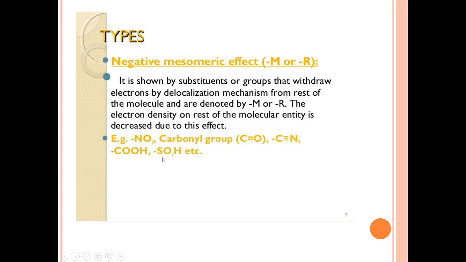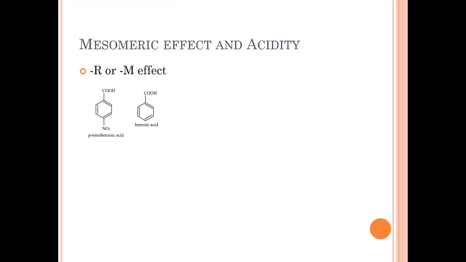So these two types of mesomeric effect have high impact on our acidity. So let's see how this plus M or minus M will affect the acidity of compounds. So first is a minus R or minus M effect. So you can see here we have two examples. One is para-nitro-benzoic acid and another is a benzoic acid.